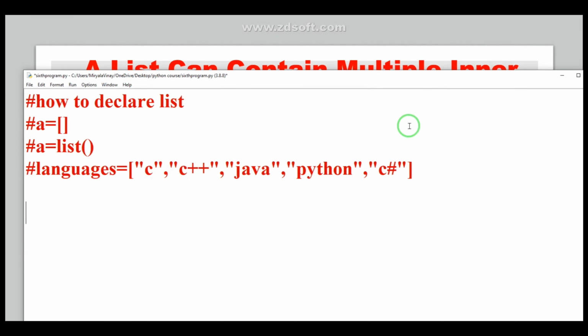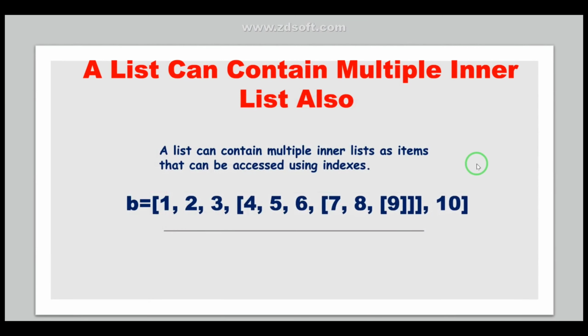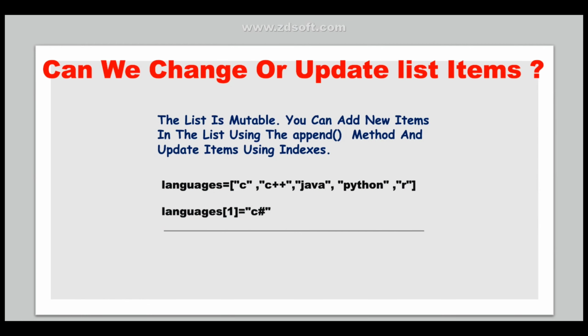I think you are understanding. If not, pause the video and listen to the same thing again. You will be getting it perfectly. So this is a multiple inner list. And can we change or update list elements? As I said, list is mutable, which means it can be changed and updated, it can have new elements added, and you can change the existing elements also.